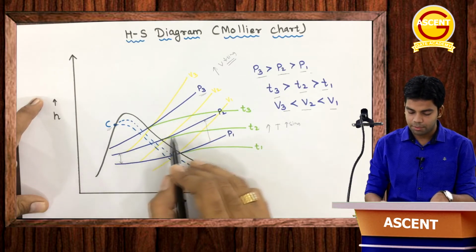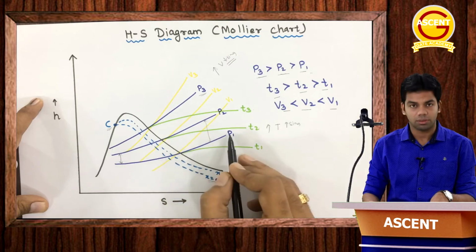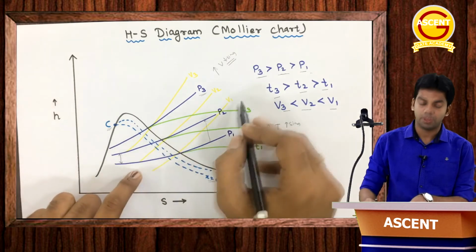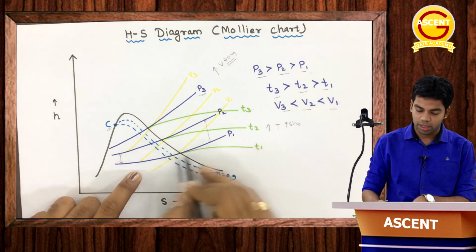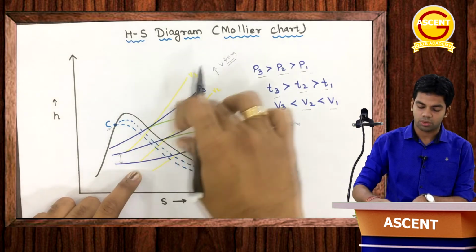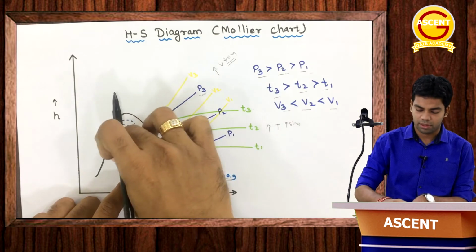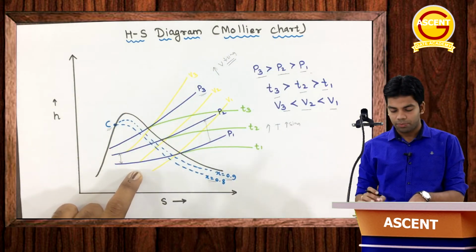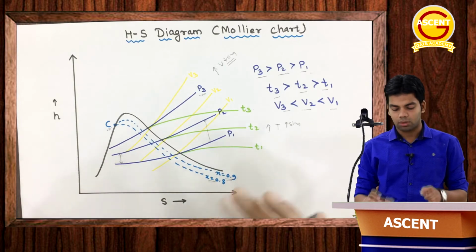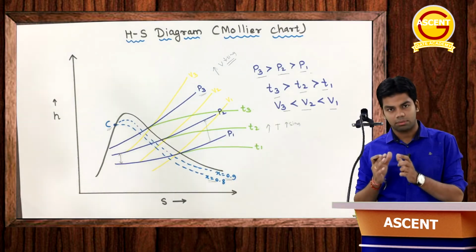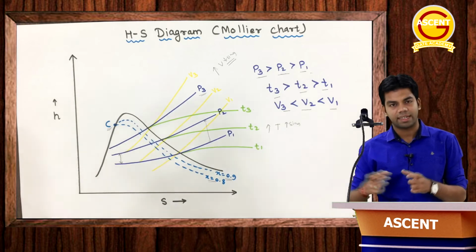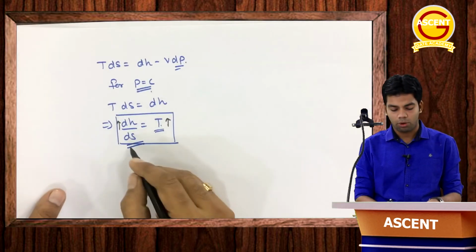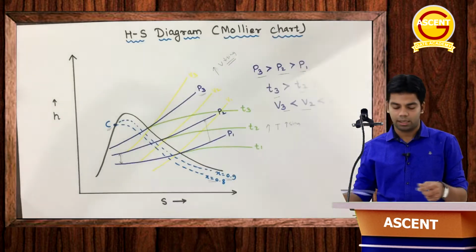So as the temperature is increasing in this constant pressure curve, the slope will increase. And as the slope increases, obviously the curve has to diverge. The difference between these two constant pressure curves will increase. Getting this or not? So, a very important thing: the constant pressure lines are continuously diverging. Why? Because as the temperature increases, the slope of the constant pressure curve increases.